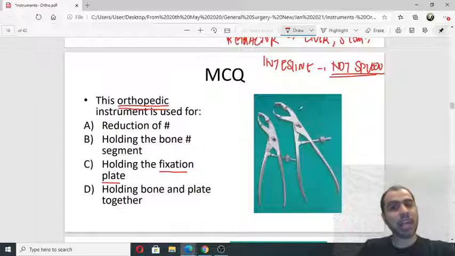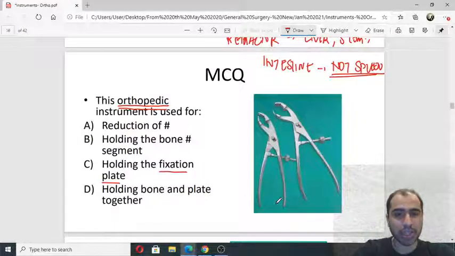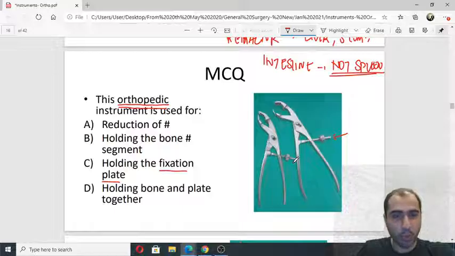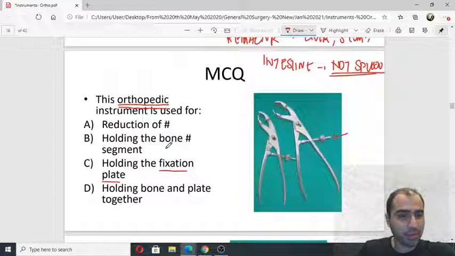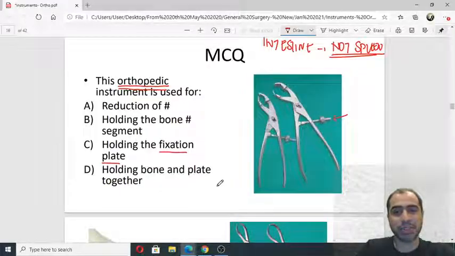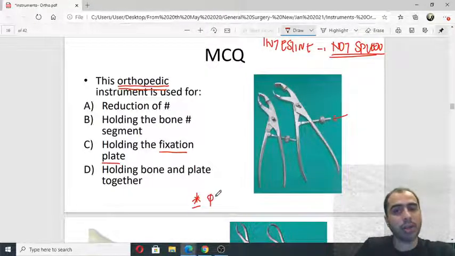If I just ask you the name of the instrument, what will you call it? Just the name. Since most of you are answering C and D, can you tell me the name of the instrument? And what is the function of this thing that you see over here? Bone nibbler. Wow, I didn't even put that in the options. Bone nibbler, Ashutosh. Bone plate holding forceps. Okay, very good. Sujay has used some very nice words. This instrument is called a plate holding forceps.